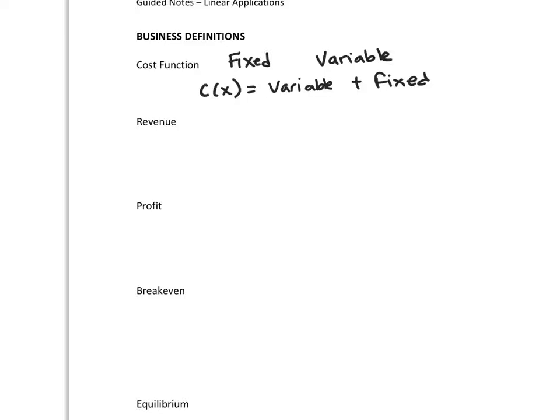Revenue. Revenue is the amount of money that you bring in. How do you do that? Well, it's going to be the number of units sold, X, times the price of each one. Revenue is X times P. Now, what is profit? Profit is your revenue minus your cost.